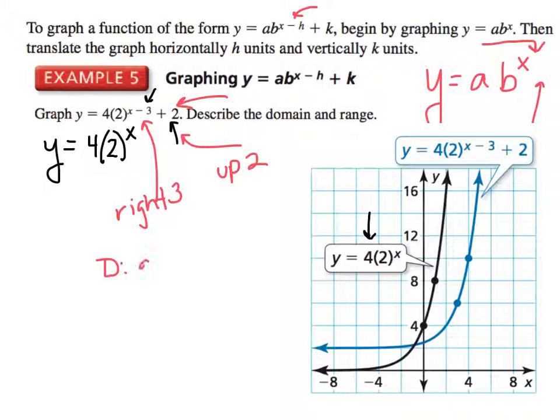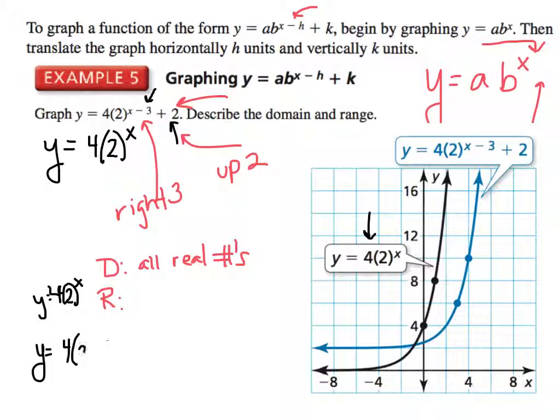Now the domain and range. Domain is all real numbers because I can go left or right. So the domain is all real numbers. The range though, let's do both ranges. The range of y equals 4 times 2 to the x power, and then we'll do y equals 4 times 2 to the x minus 3 plus 2.